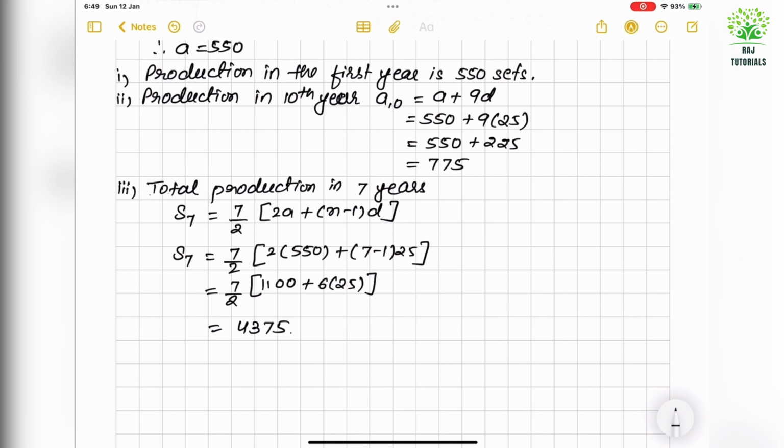So therefore total units in 7 years will be 4375.